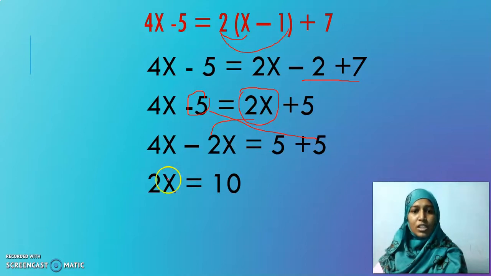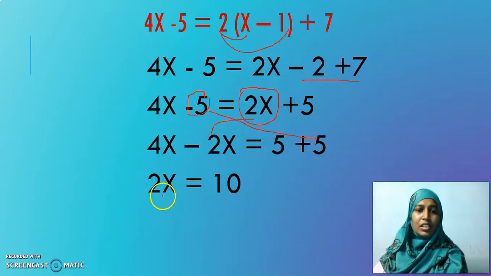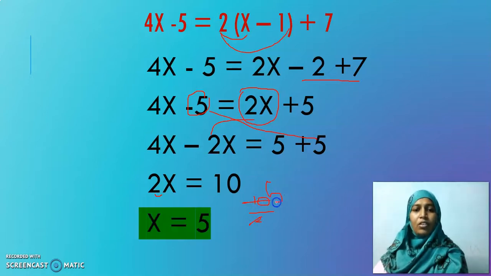4x minus 2x is 2x. What is 5 plus 5? 10. So 2x is equal to 10. This 2 is in multiplication, so how will it be transposed to this side? 10 divided by 2. So what will you get? 2 fives are 10. So x is equal to 5 is the solution.